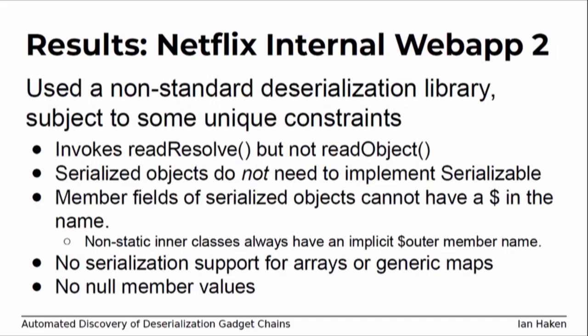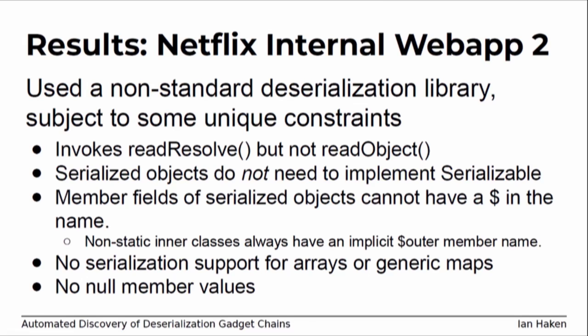This one was really interesting because it used a non-standard deserialization library, something that had some custom in-house tweaks to it that had some really unique constraints on it. So it invoked readResolve matching methods, but not readObject, and it was able to deserialize any class on the class path that didn't have to implement Serializable, except for the rest of these constraints down here.